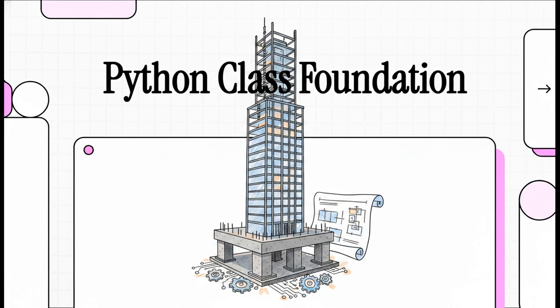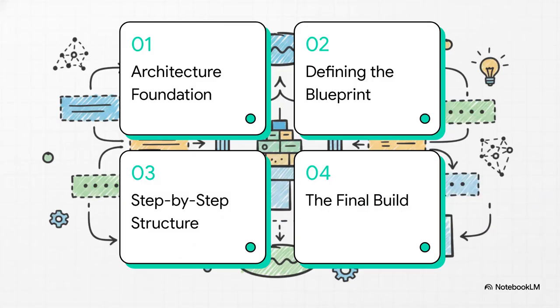Today, we're taking that exact same architectural mindset and applying it directly to object-oriented programming. We're going to focus specifically on constructing the basic blueprint of a Python class, really bridging that gap between high-level architectural concepts and the actual step-by-step code you need to build them. So here's our game plan for the build today. First, architectural foundations, then defining the blueprint. After that, step-by-step class structure, and finally, the final build.